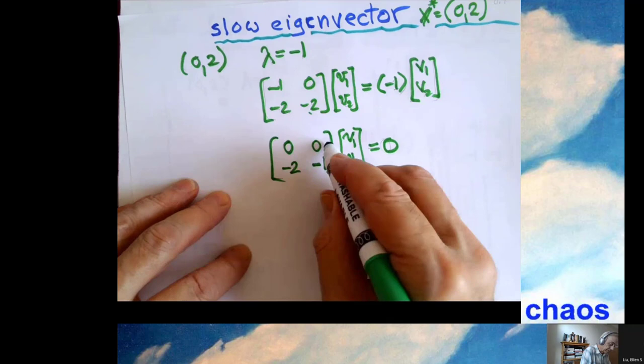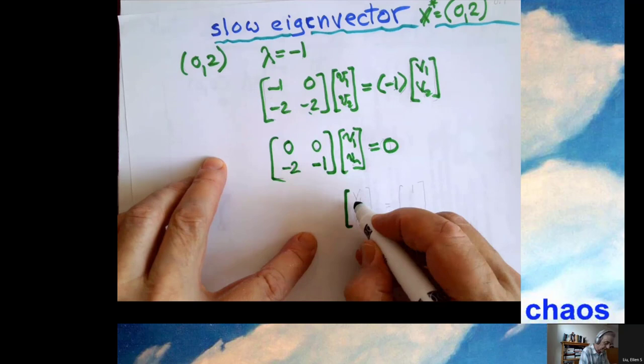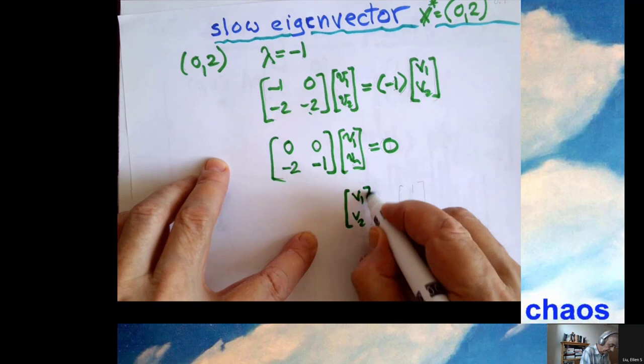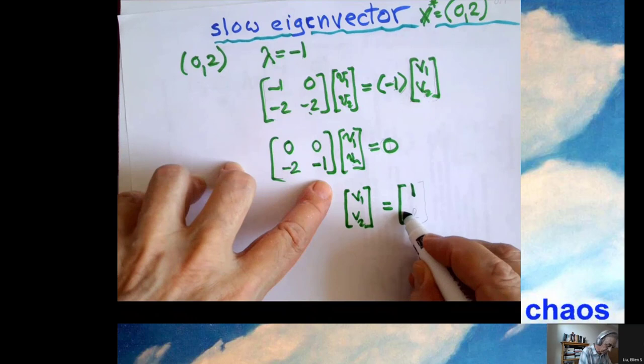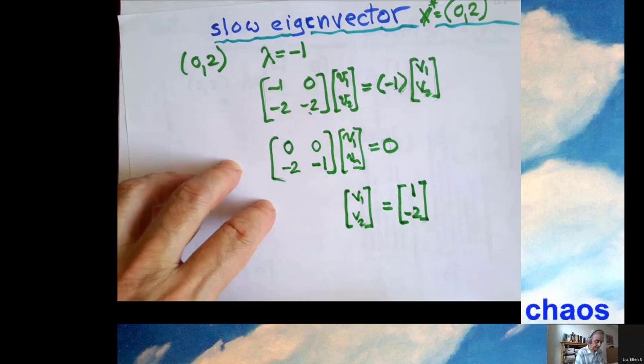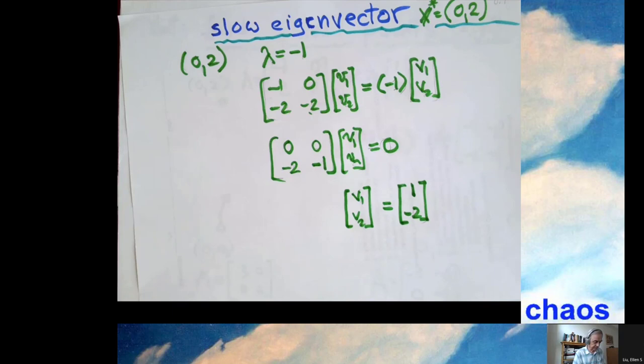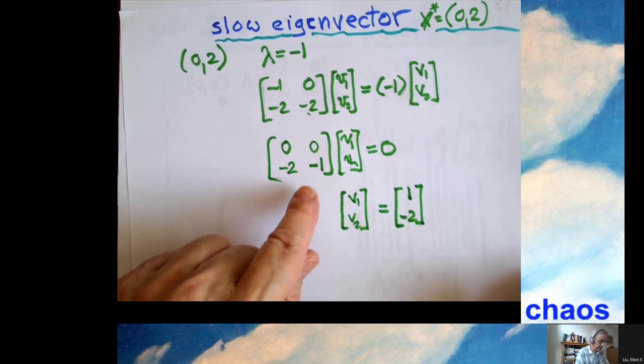And this one gives me no information because a vector multiplied by 0 is 0. So that obviously has to do with the other eigenvector. But if I write here 1 and minus 2, that will clearly give me 0. So the eigenvector is only defined up to overall factors. The only thing that matters is really the ratio, in this case, of components. But you can just read off this eigenvector.